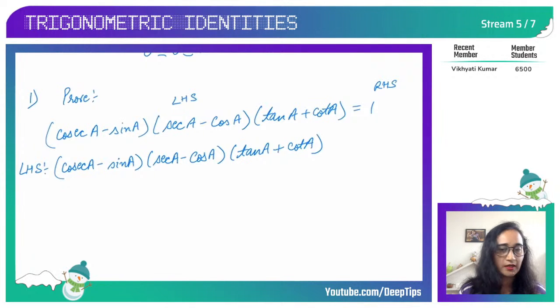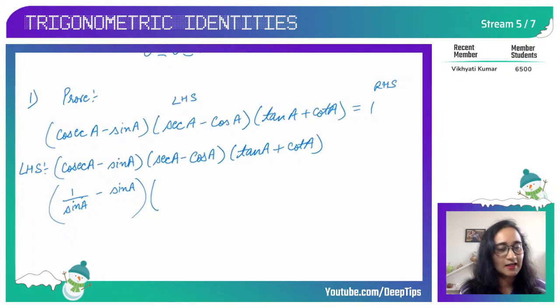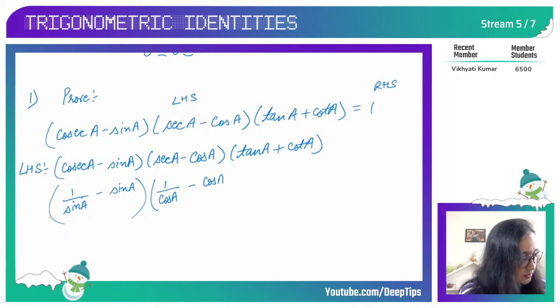Okay, so here I can see that I have a few reciprocal ratios also, like cosecant, secant and cot. I have the reciprocal ratios. So what I can do, I can simplify these ratios, like cosecant A can be written as 1 by sine A. Okay, so I have simplified my first bracket a bit, not fully but a bit. Secant A I can write as 1 by cos A, and minus cos A.